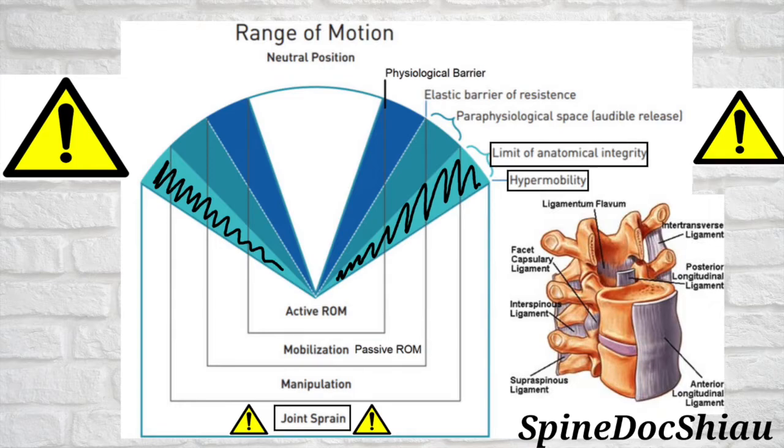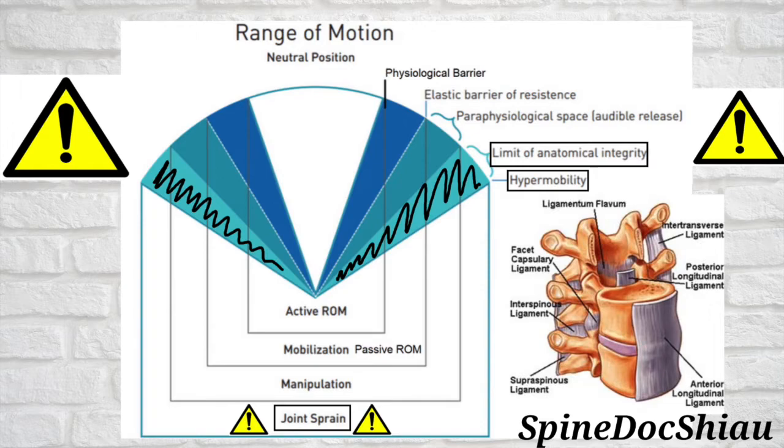How do you prevent yourself from reaching your body's anatomical limit? Well, the first step is don't self-adjust or crack your own neck or spine. Leave it to a trained professional. This is why doctors of chiropractic are trained healthcare professionals that go through 4 years of postgraduate schooling and are licensed and proficient in performing these adjustments.